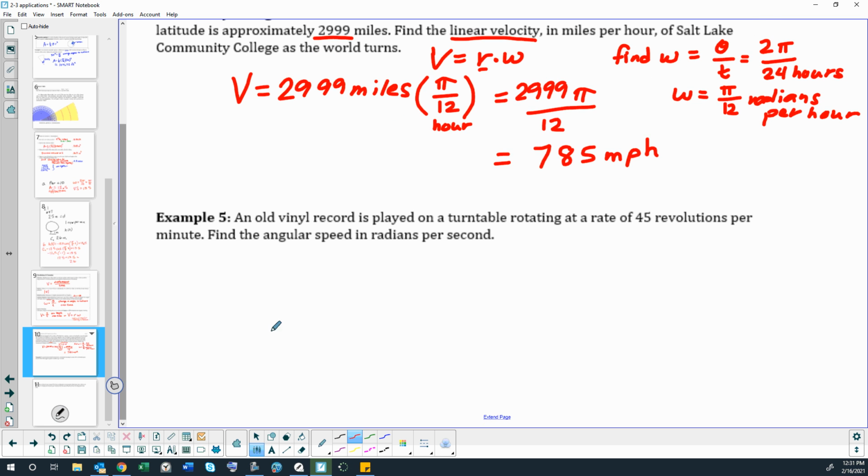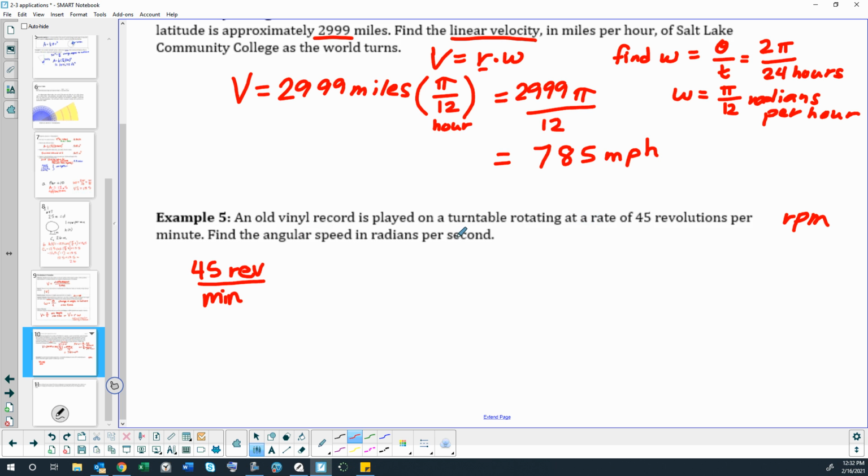An old vinyl record is played on a turntable rotating at a rate of 45 revolutions per minute. So frequently those are just called RPMs. Find the angular speed in radians per second. So this is where I'm going to use conversion factors to do this problem. So I'm going to set this up carefully with a bunch of fractions and units that will cancel out as I go along. So I've got 45 revolutions per minute. That's the speed of a 45 record.